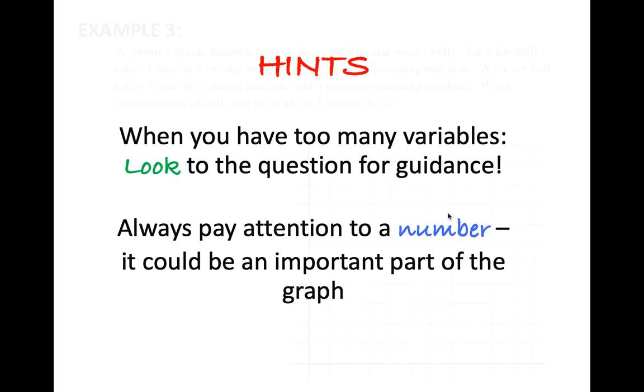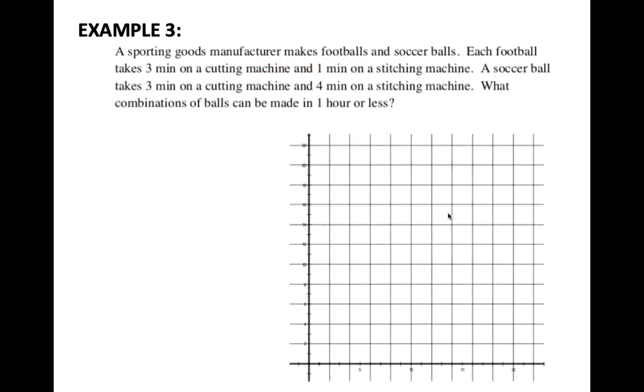It may seem unimportant, but always look at it and make sure that it may or may not be a part of your question. So we did this one in class, and this was the question about a sporting goods manufacturer who makes footballs and soccers. It tells us how long it takes to make a football. You have to put on a cutting machine for 3 minutes and a stitching machine for 1. Then you have a soccer ball. It's on the cutting machine for 3 and the stitching machine for 4. So the question is, what combination of balls can be made in 1 hour or less?